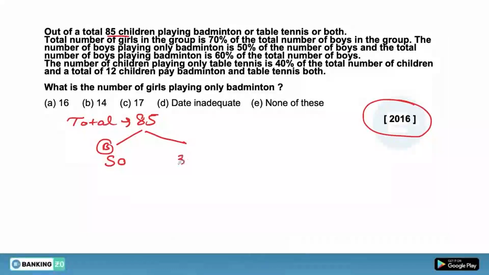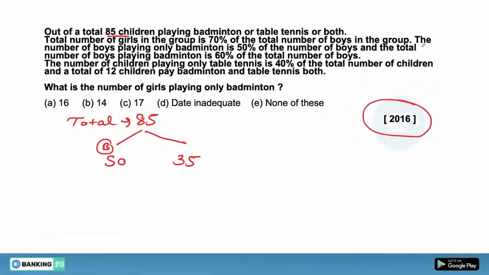And we can cross verify it by the condition given. What is the condition given? The number of girls is 70% of the total number of boys. So what is 70% of 50? 70% of 50 is also 35. That means our condition is correct. Let's move on to the next point.